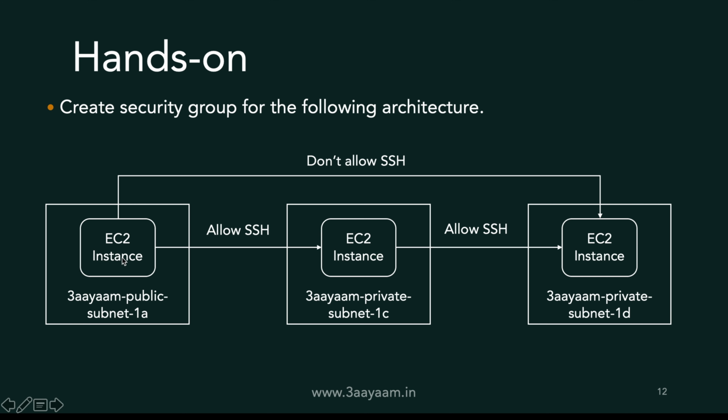So what we'll be doing is allowing SSH from the EC2 instance in public subnet 1A to the EC2 instance in private subnet 1B. And also we'll allow SSH to the EC2 instance in private subnet 1D from this particular EC2 instance, but we will not allow SSH from the public EC2 instance in the public subnet to the EC2 instance in private subnet 1D. So let us go ahead and do that.